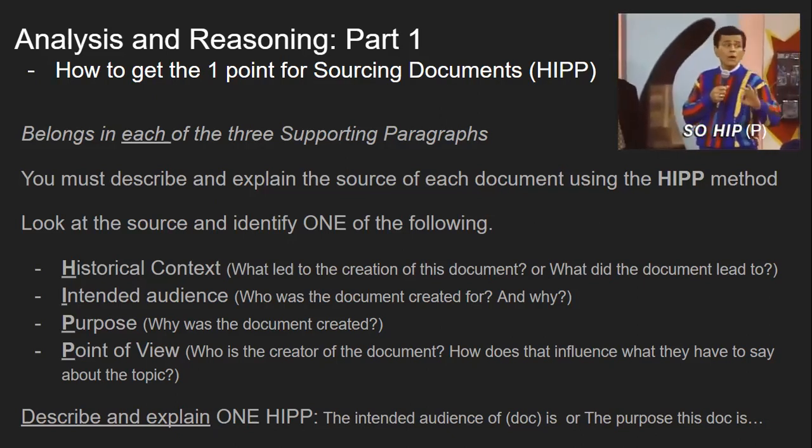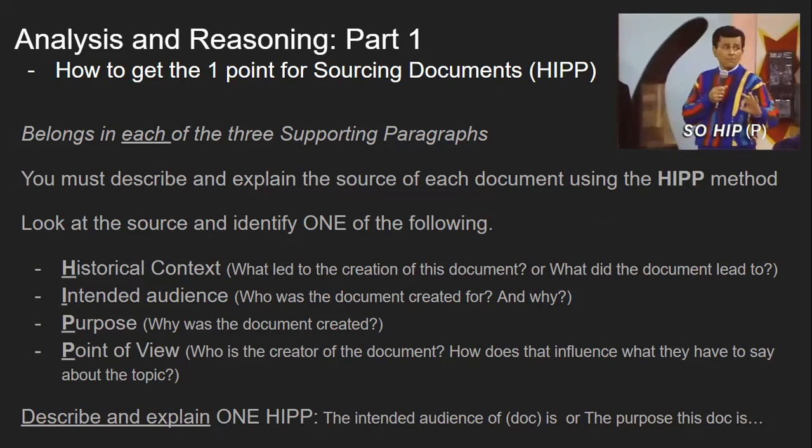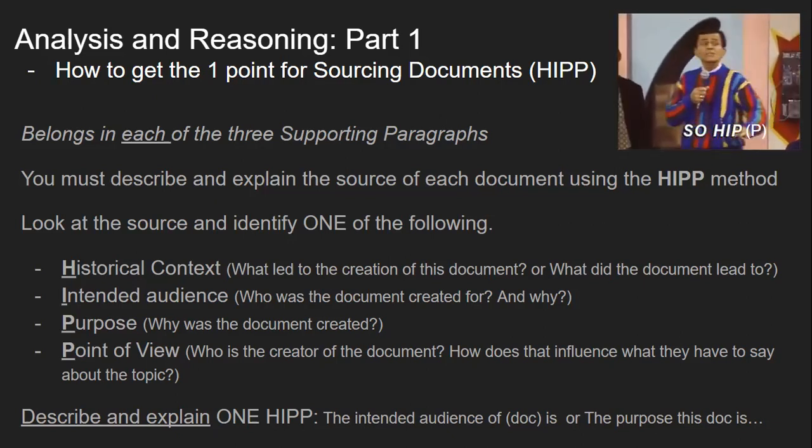As it says, either the historical context of document 4 is, or the intended audience of document 4 is, or the purpose of document 4 is, or the point of view of document 4. And you could say document 4, or you could say the historical context of the speech given by Assemblyman John Smith is, or the intended audience of this speech given by Assemblyman John Smith is, or the purpose of the speech, or the point of view of Assemblyman John Smith.